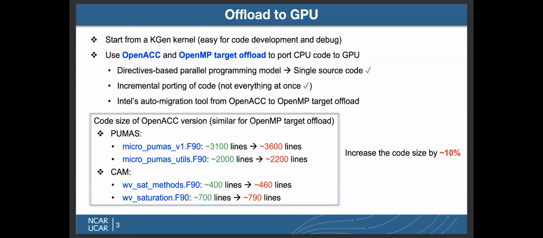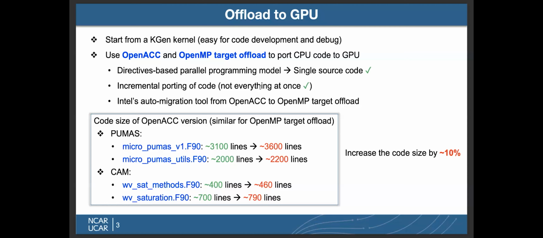The GPU programming methods we use in this work are OpenACC and OpenMP target offload. Both of them are directive-based methods, which allow a single source code to run on either CPU or GPU, achieving good portability as well as maintainability. And by using the directive-based method, we don't need to rewrite everything at once. We can incrementally port sections of code to GPU, verify their correctness, and examine their performance.